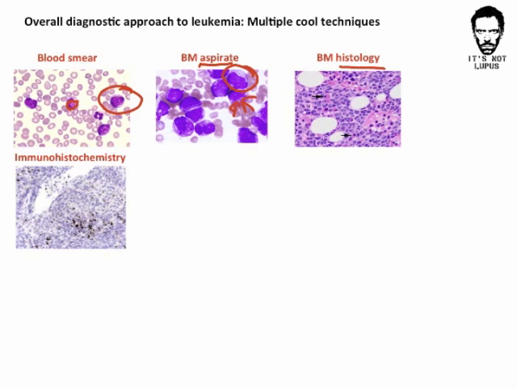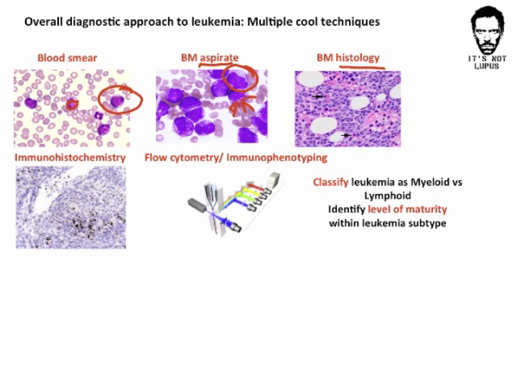It's followed by immunohistochemistry that stains for particular markers that help us figure out what kind of cells those are, as well as, most importantly, flow cytometry and immunophenotyping, which we're going to talk about in a second. All of those techniques help us to first classify leukemia as either myeloid or lymphoid. And secondly, identify the level of maturity. Figure out where those cells are in terms of differentiating down the pathway of hematopoiesis.